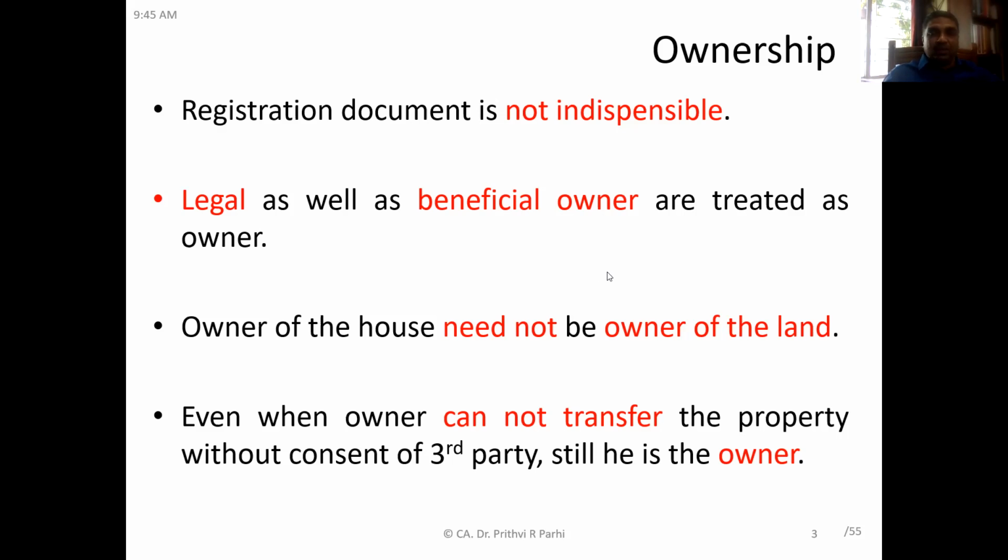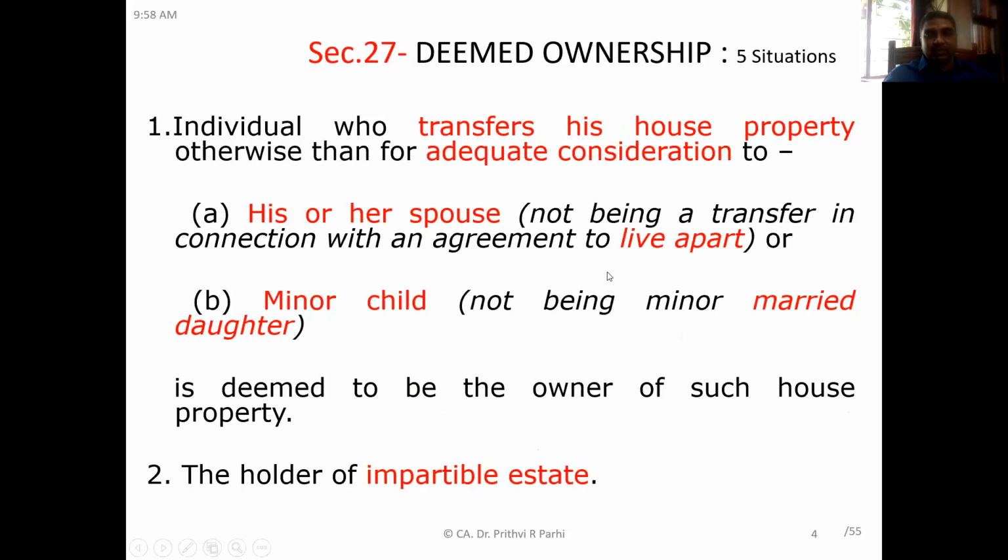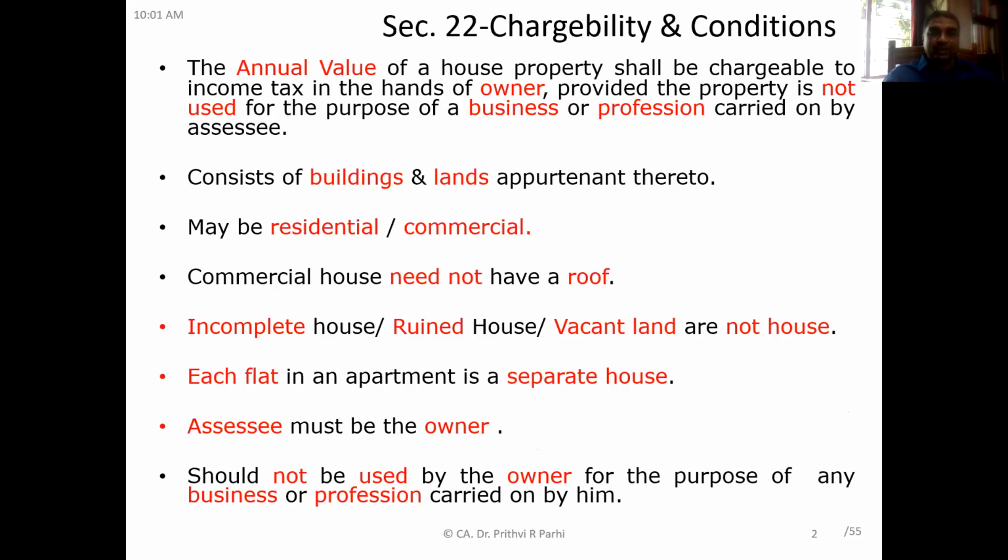Okay, friends. Now, having understood this section 22, I had shown you various sections. Section 22 is the first section, and normally under each head, the first section is the charging section. Here, section 22 is the charging section. We have understood in which situation income from house property will be taxed.